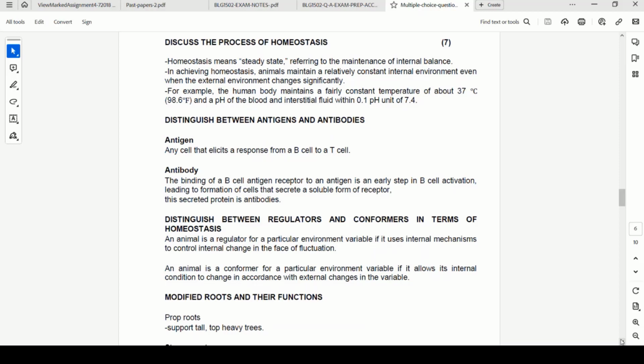I still remember, I think in week two or three, when we were talking about this, when we're saying an animal conforms to the changes which are happening in the external environment, but a regulator particularly uses internal mechanisms to control the changes in the environment.